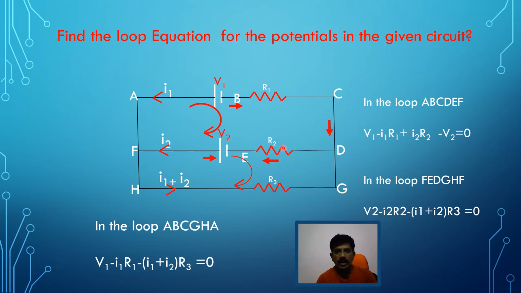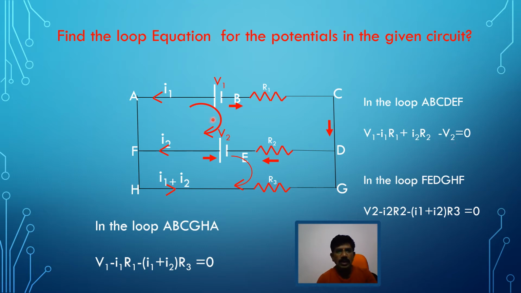Next, the clockwise arrow is in this direction, and look carefully, the current is flowing in the same direction. So both are in the same direction, so this is plus I2 R2. So the algebraic sum of all the potential differences in this loop is equal to 0. Are you clear about that one?